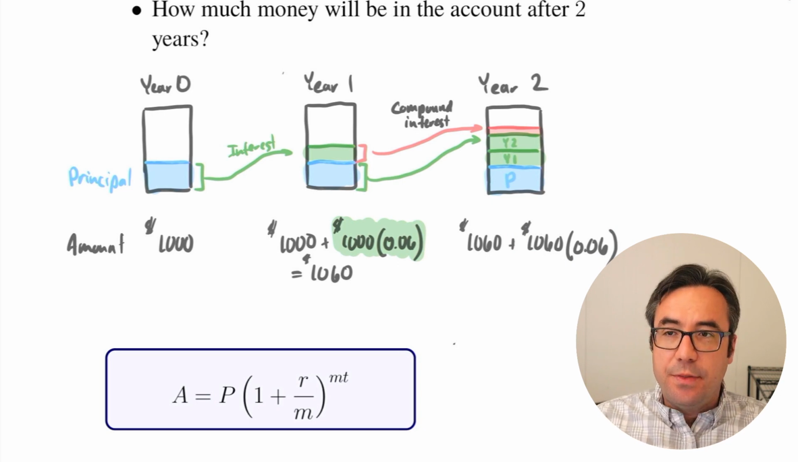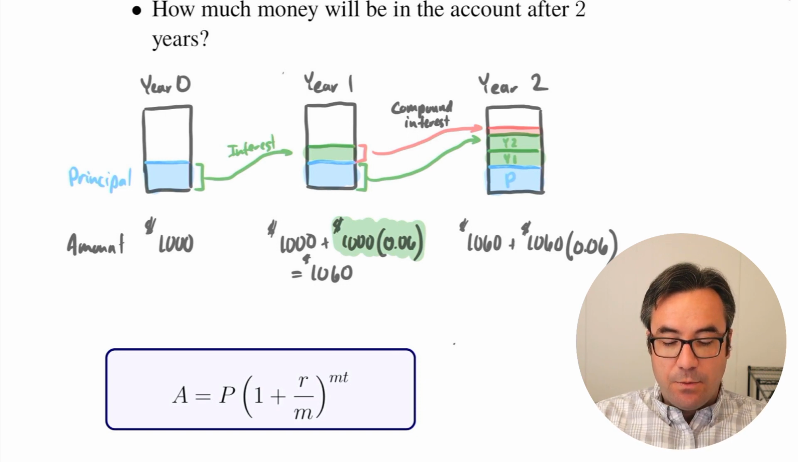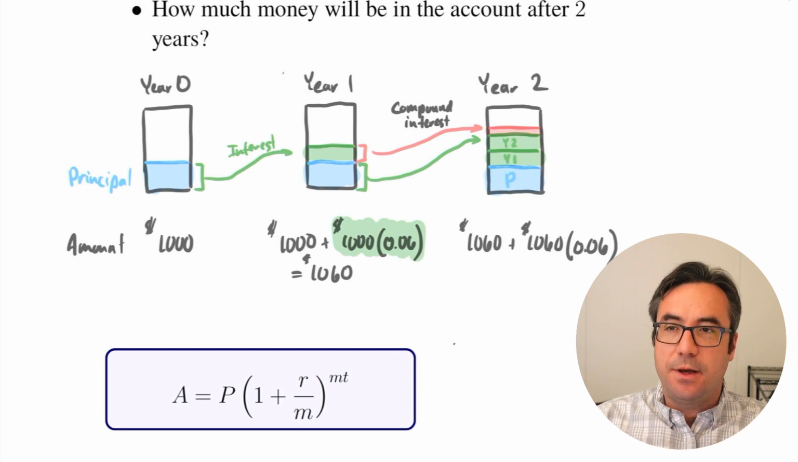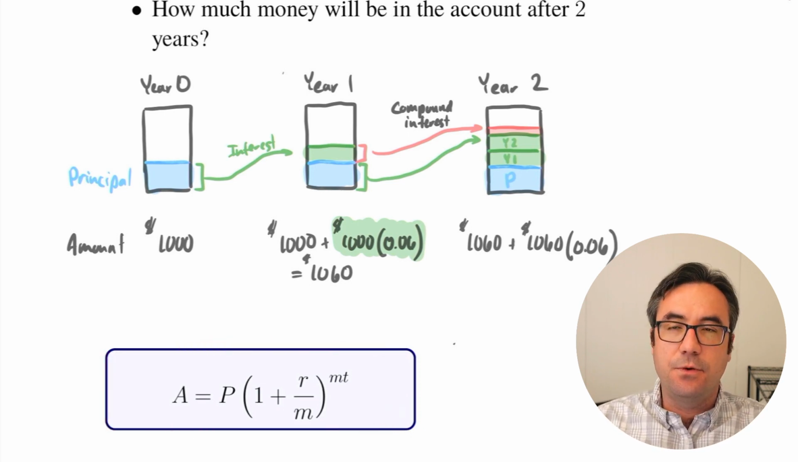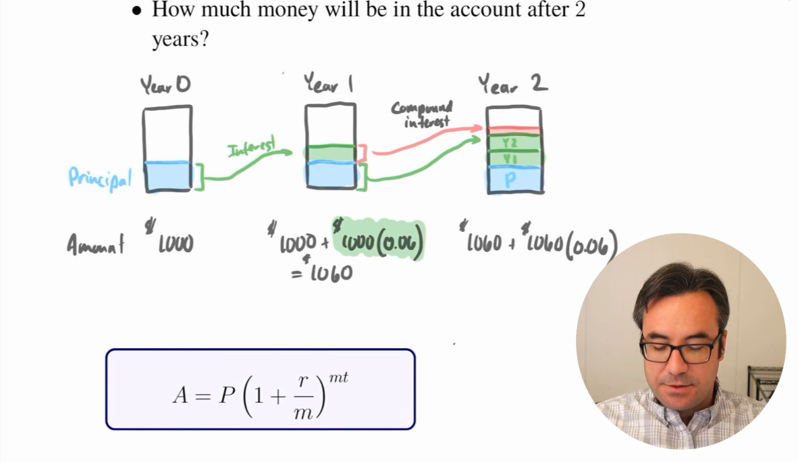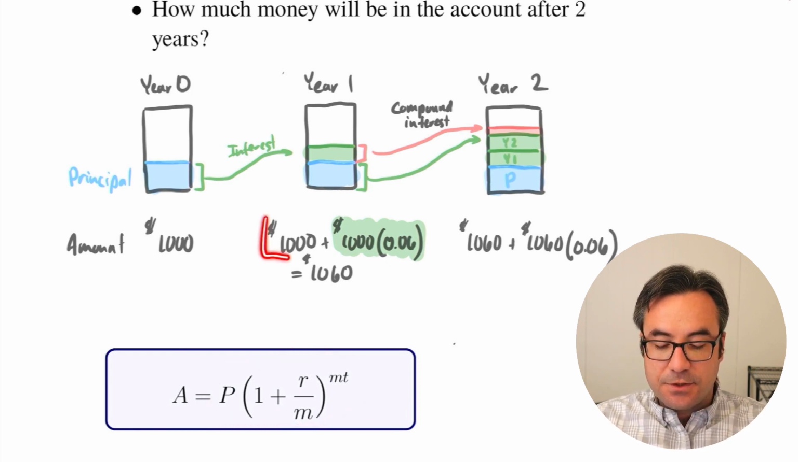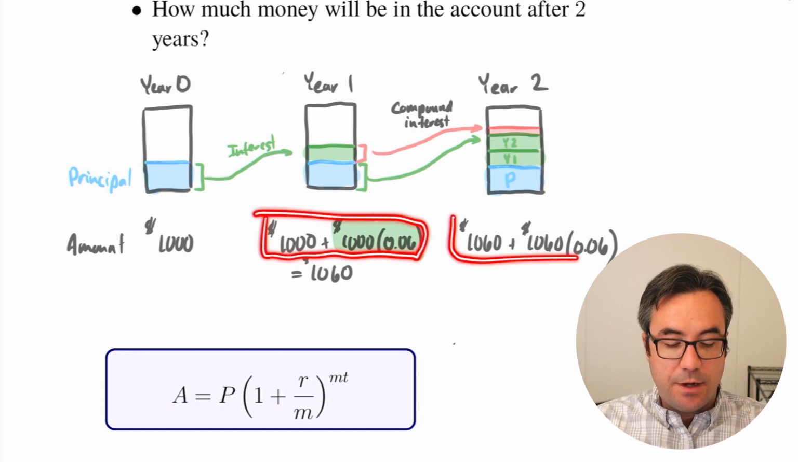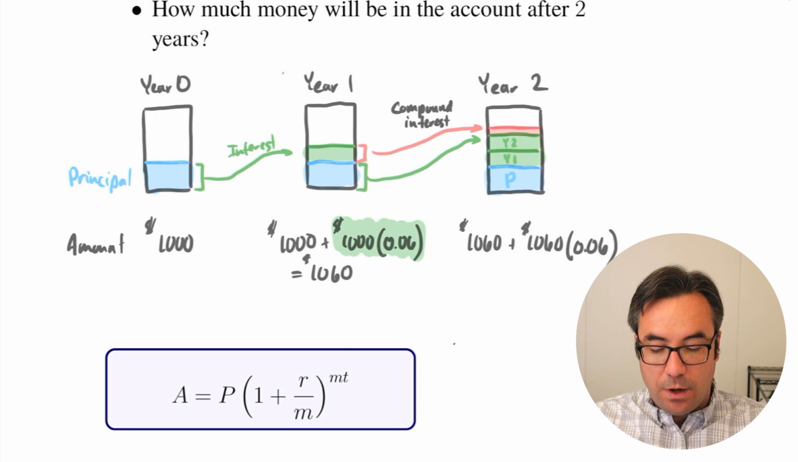And we could keep doing this, and we'd see that the account balance is going to grow over time. Now, we want to develop a formula, and we're going to investigate our compound interest formula. We're going to see a few of them. And to get an idea of where this comes from, let's go back to our calculations in year 1 and in year 2. And let's start with year 1.